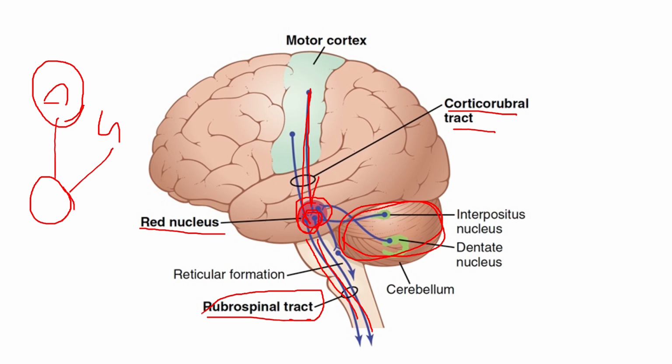Both the corticospinal tract and the corticorubrospinal tract are called the lateral motor system, to distinguish it from the medial motor system, that's the vestibular and reticulospinal tracts.